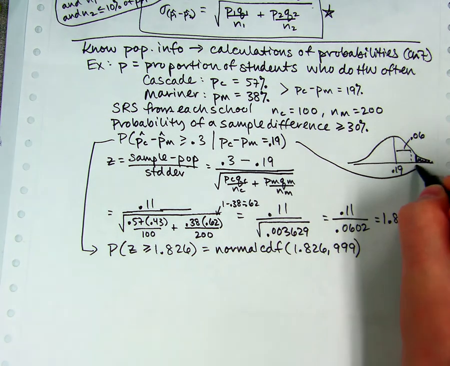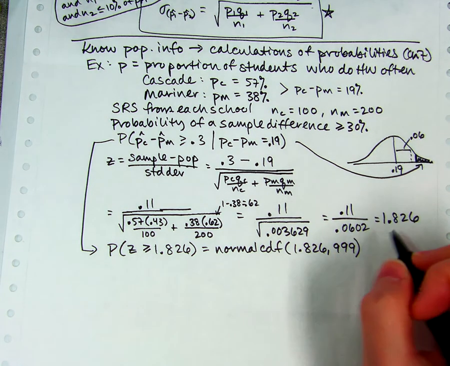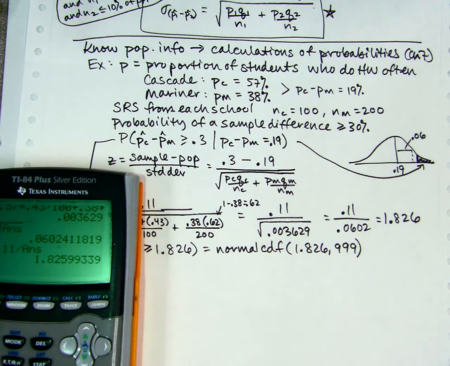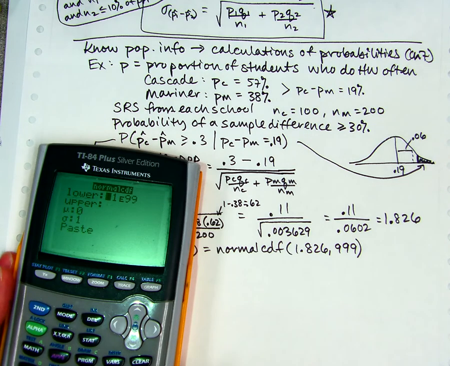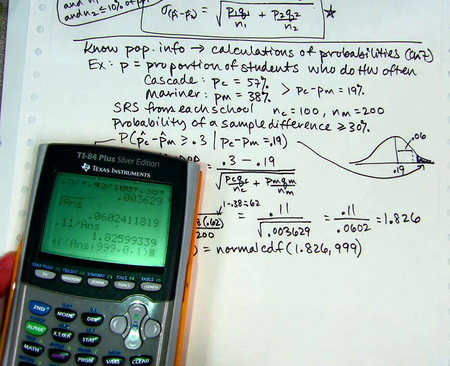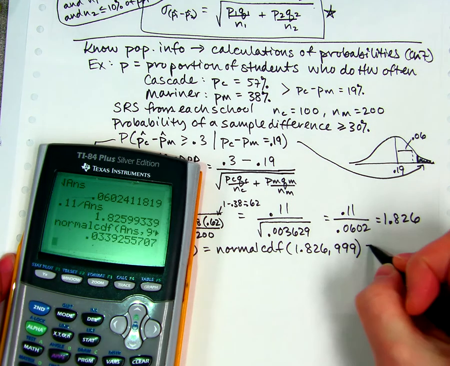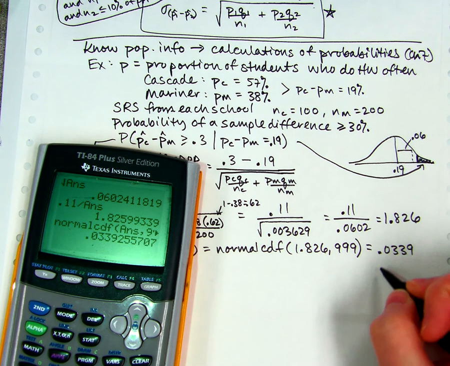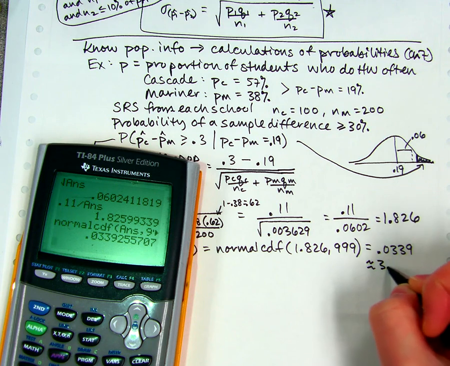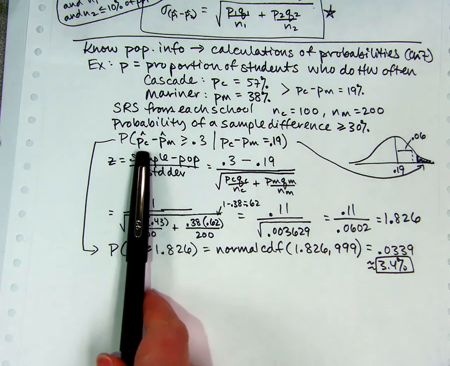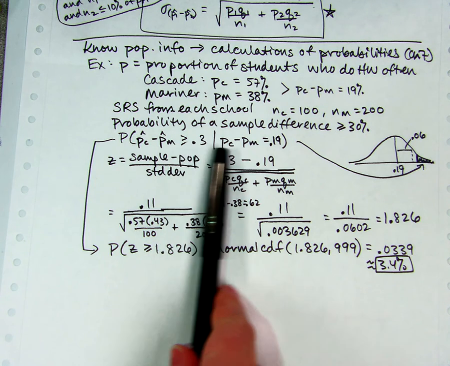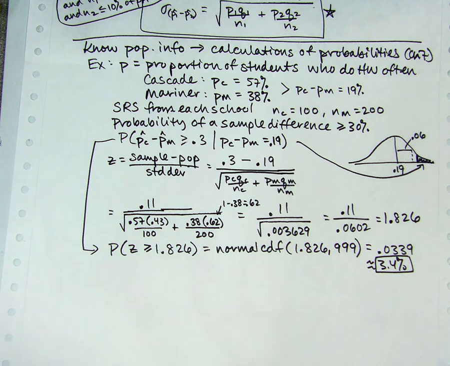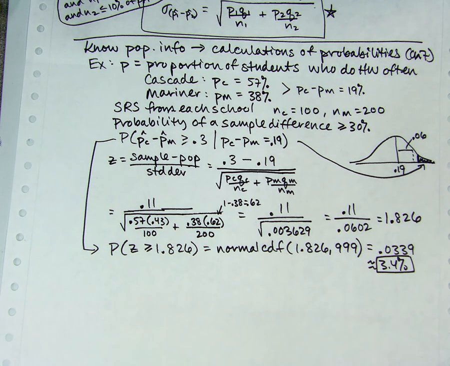So that's the shaded area that I'm finding, and when I type that, second bars, normal CDF, answer, and 999. And I got 0.0339, which is the probability, or about 3.4% chance of getting this sample result, or more extreme, if this is true. That kind of sounds like a p-value, doesn't it? Yeah, that's what we're doing.